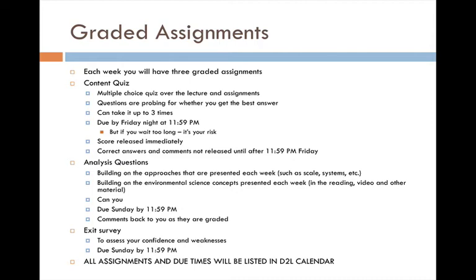And another warning here is, even though I've told you when all these are due, there's a few weeks like Martin Luther King Day where it's going to be pushed off to Monday. So just look at all the assignments, and the due times will be listed in the D2L calendar. The D2L calendar is really where you need to be looking for where everything is due and what's coming up.